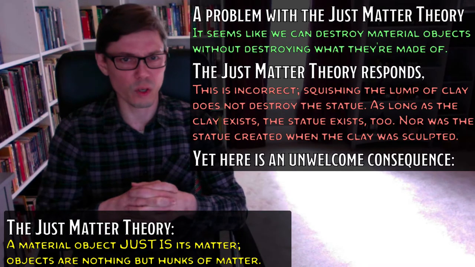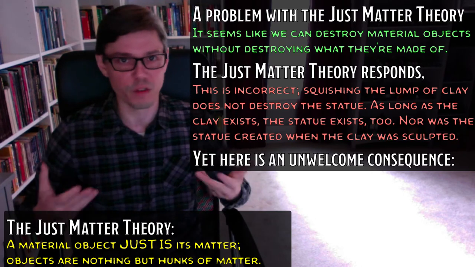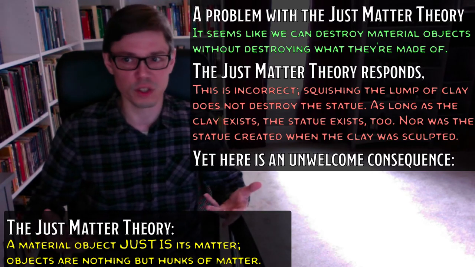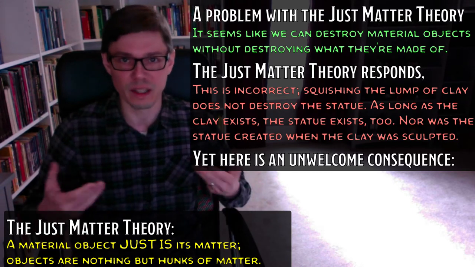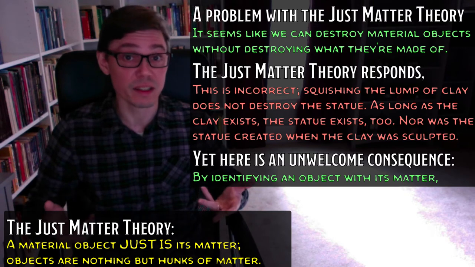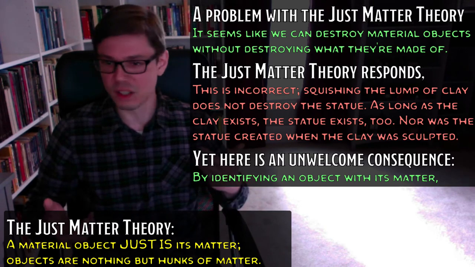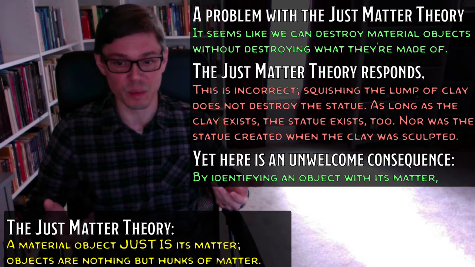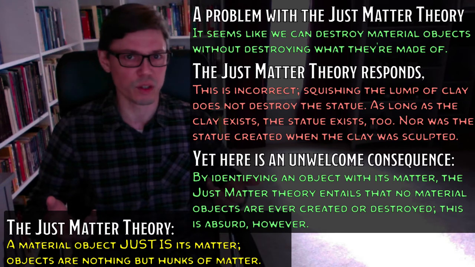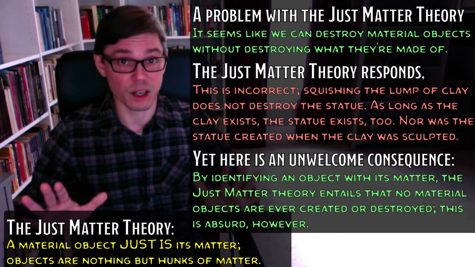And here's where we get to what might be an unwelcome consequence for the just matter theory. For, according to our best sciences, it looks like our universe operates under something like a conservation of matter, where matter doesn't really get created or destroyed, it just changes forms. It's always there in existence, the material is. By saying a material object just is its constituent matter, this conservation of matter entails something rather surprising. Namely, that it's impossible for any material object to be created or destroyed.